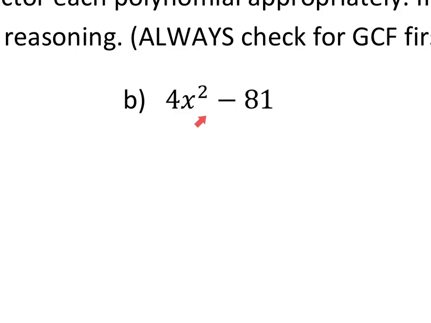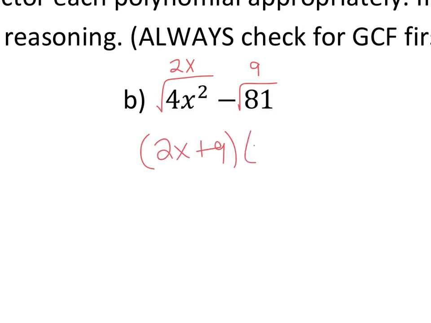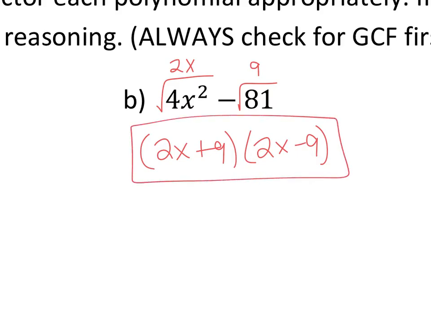Do I have perfect squares? X squared has an even exponent. I know that's a perfect square then. 4 is a perfect square, and 81 is a perfect square. So the square root of 4 is 2. The square root of x squared is x. And the square root of 81 is 9. So this factors into 2x plus 9 and 2x minus 9. And here we used DOTS.